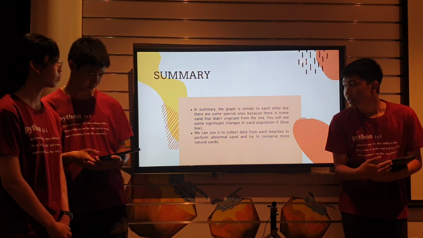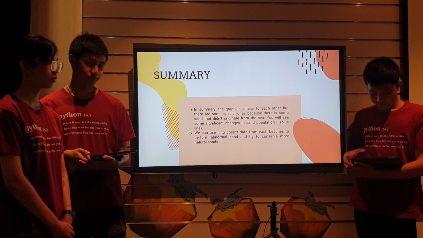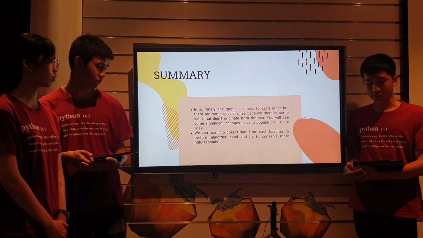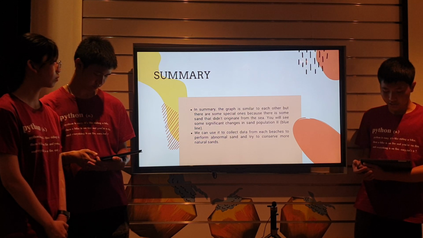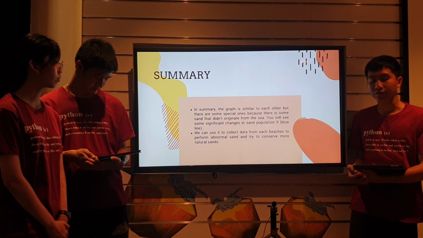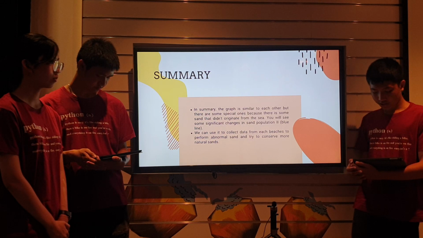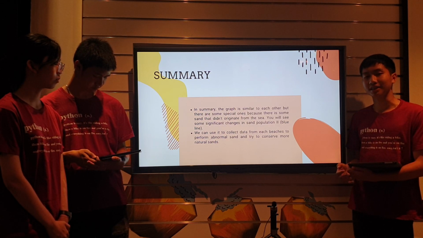In summary, the graphs are similar to each other, but there are some special ones. Because there is some sand that didn't originate from the sea, you will see some significant rapid change in sand population 2, the blue line in the graph. We can use it to collect data from each beach to detect abnormalities and try to conserve more natural sand.